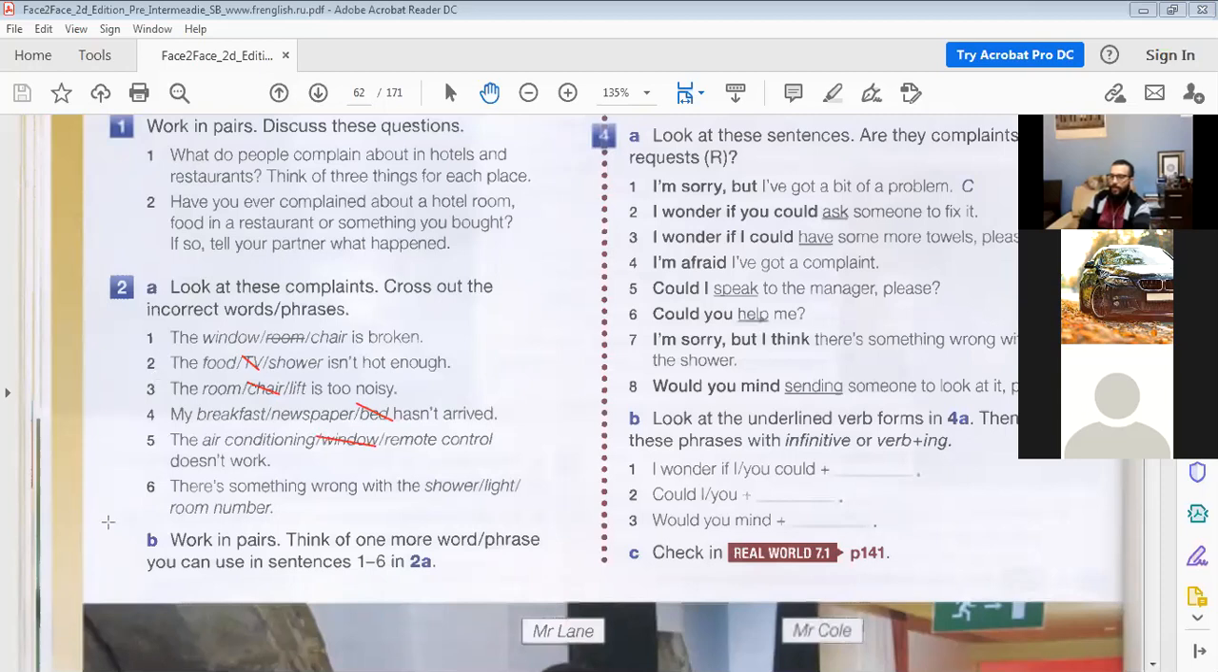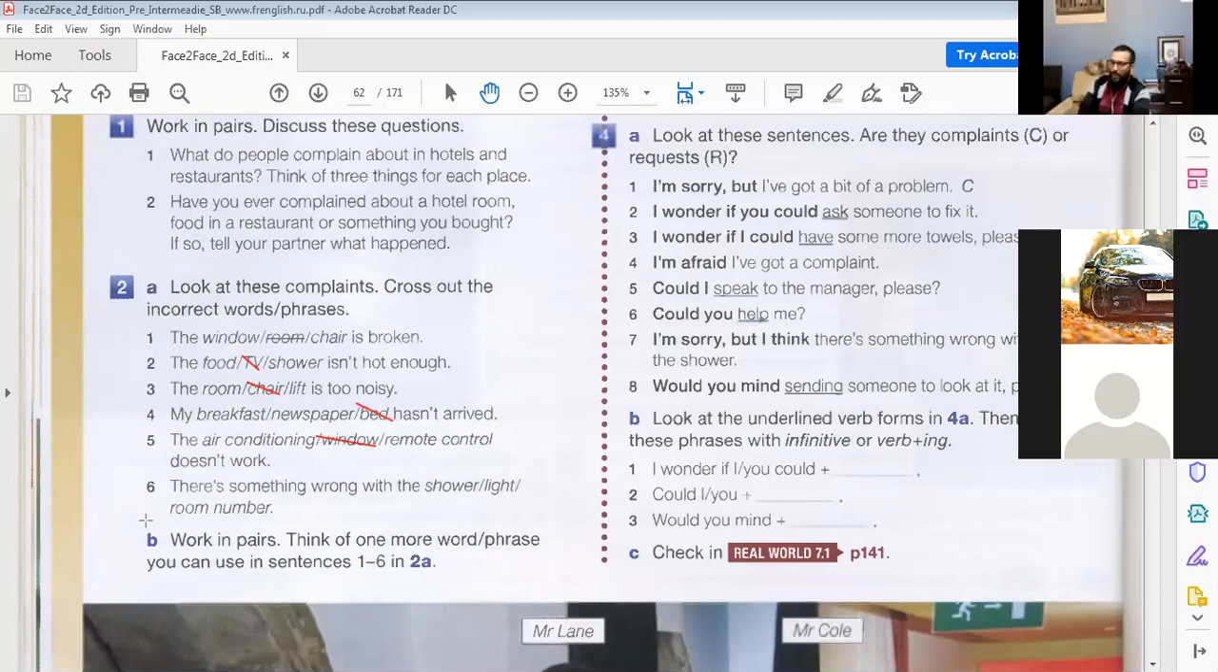Okay, number six. What do you think here? Which one should we cross? Shower? Maybe light. Room number. We can't say there's something wrong with the room number. Yes, correct. Because usually there isn't something wrong with the room number. You can just say, this isn't my room, but usually there's nothing wrong with it.